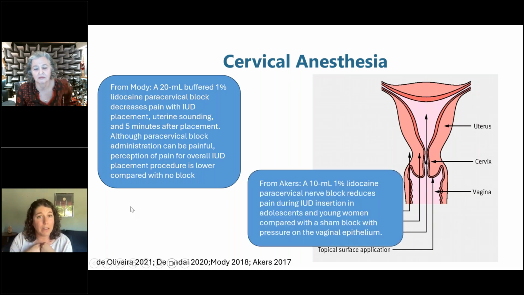And I think for those of us who have not been doing blocks, because we were like, well, but the block is painful, for a long time that was the whole conversation. So much of this research is showing that yes, clients do experience some amount of pain or discomfort with blocks, but their overall experience of the procedure is less painful. And really that's what we're looking at.